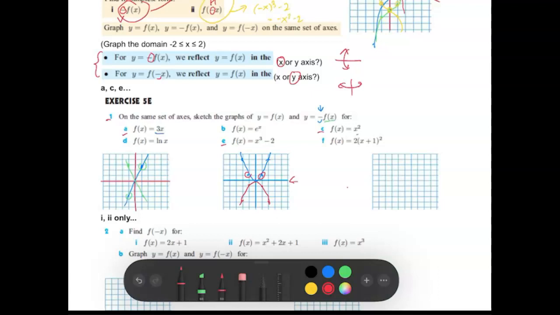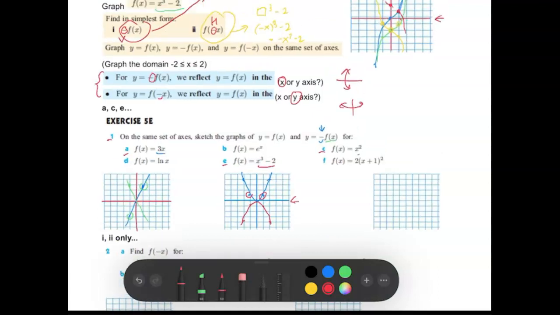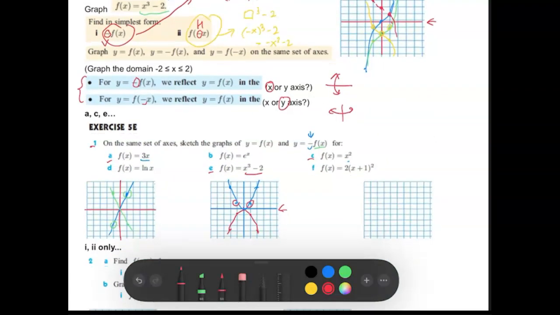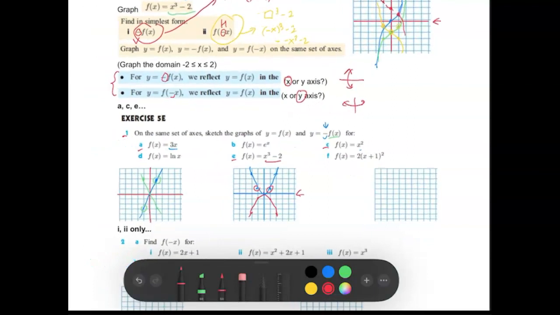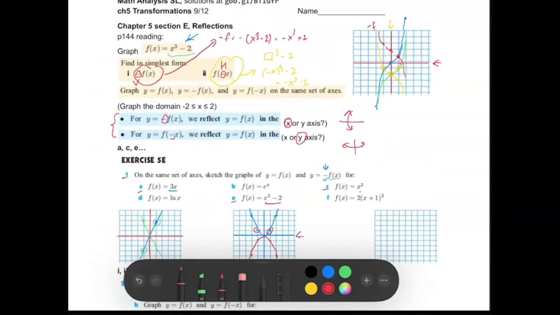And now let's do E. In E, it's x cubed minus 2. Oh, x cubed minus 2, it's the same one we did above, right? So the one we did above, it's saying do the vertical reflection. And so it would just be the red function above. Okay, so since we already know how to do that one, why don't we do a different one?